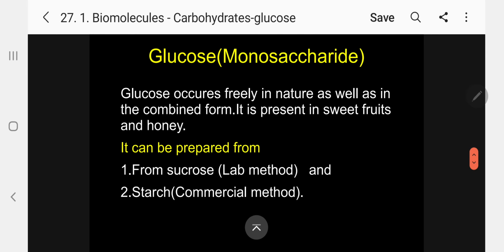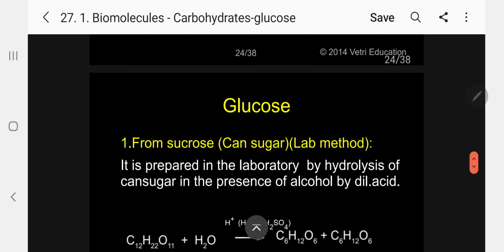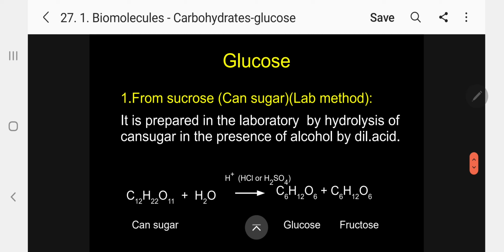Let me concentrate on glucose first, a monosaccharide, an aldose. Glucose occurs freely in nature as well as in the combined form. It is present in sweet fruits and honey. It can be prepared from sucrose, the laboratory method, and from starch, the commercial method. So let me discuss now how we can prepare it from sucrose by the laboratory method. Sucrose is also known as cane sugar, from sugar cane, so we will call it cane sugar.